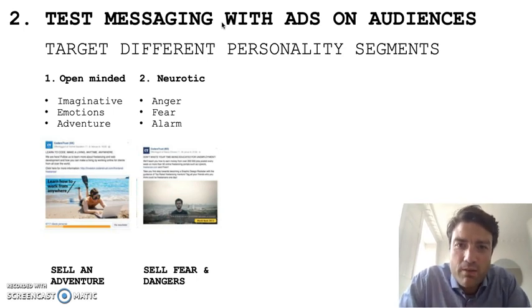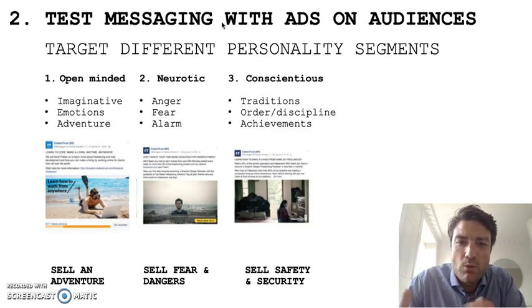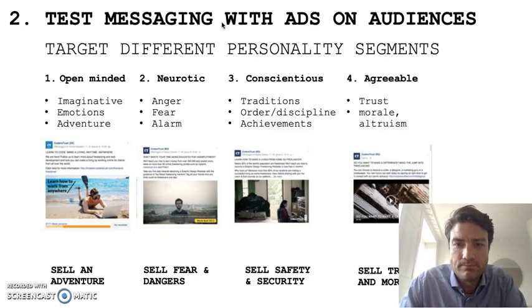Then we have a personality group called neurotic. And what we need to sell to them is essentially fear. Fear of missing out, fear that something will happen, so that you can sell them an insurance. Then we have the more conscientious, where we are selling traditions, order, and achievements. So the ad is more focused on stability and security.